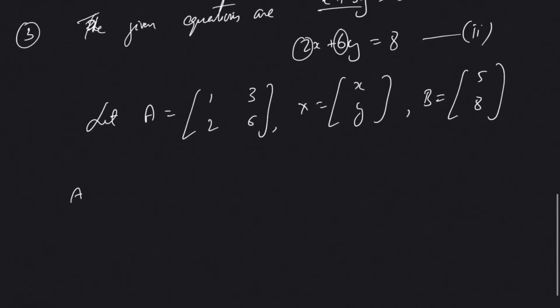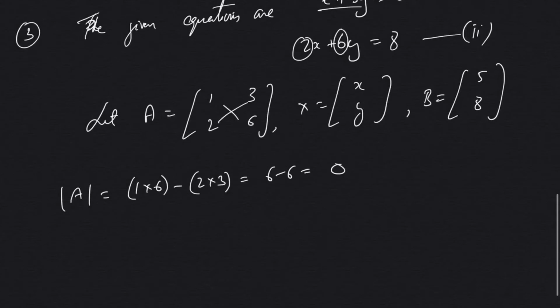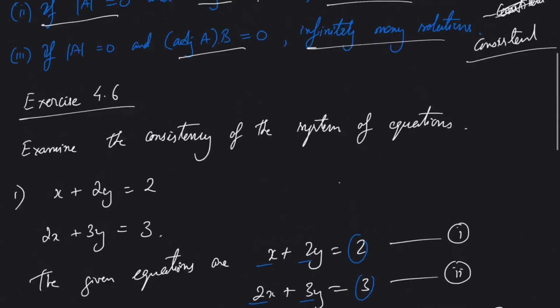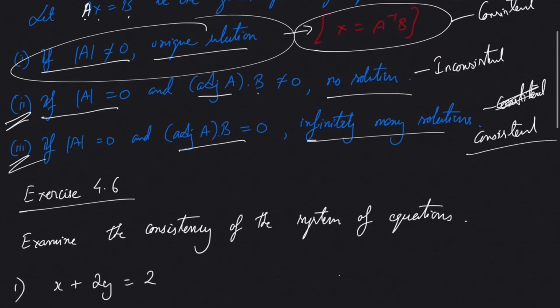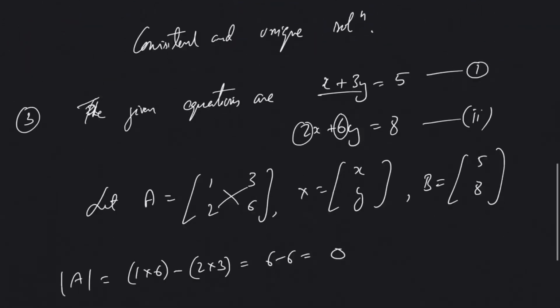Let's find the determinant of A, that is 1 into 6 minus 2 into 3. 6 minus 6 is equal to 0. So it will be one of two cases, case 1 or case 2. Let's find the adjoint of A then.